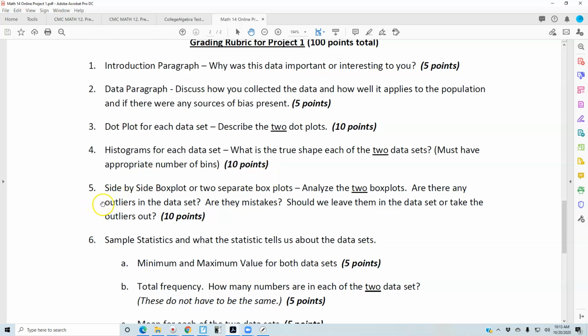Number 5, you're going to create a side-by-side box plot or 2 separate box plots. Analyze the 2 box plots. Are there any outliers in the data set? Are there mistakes? Should we leave them in the data set or take the outliers out? Again, this is what you should be describing in your paragraph. So you should have a paragraph for the comparison for the dot plots, a paragraph for the comparison of the histograms, and a paragraph describing the side-by-side box plots.